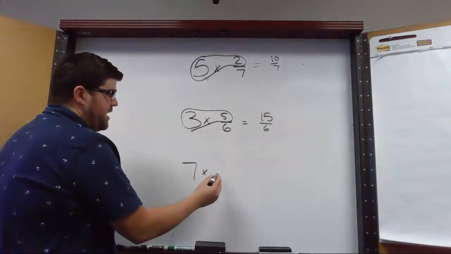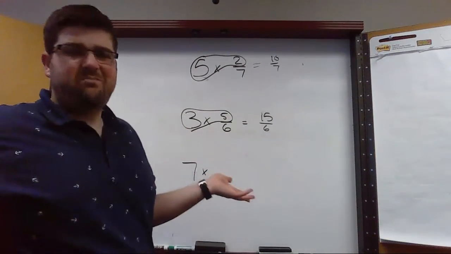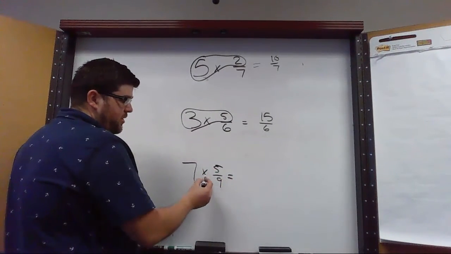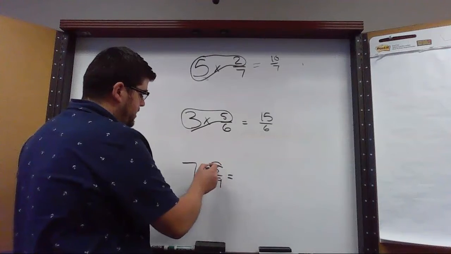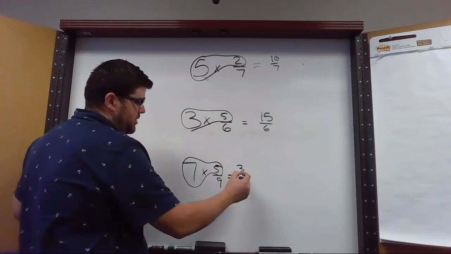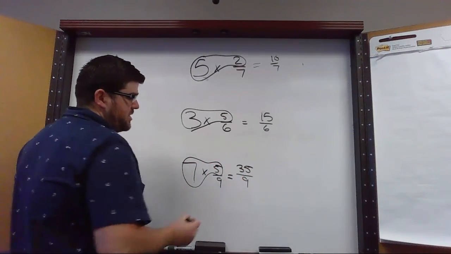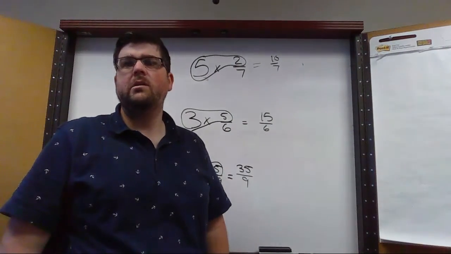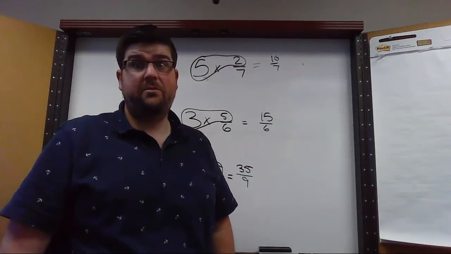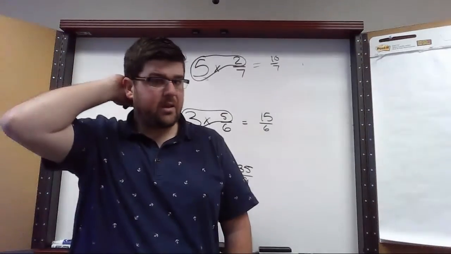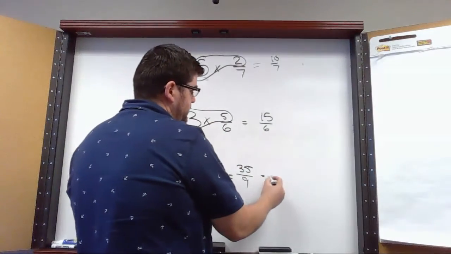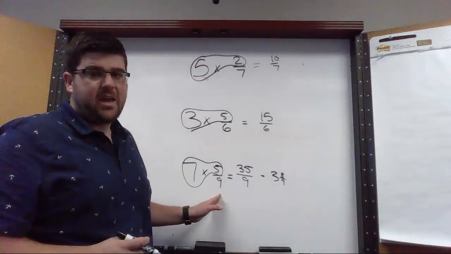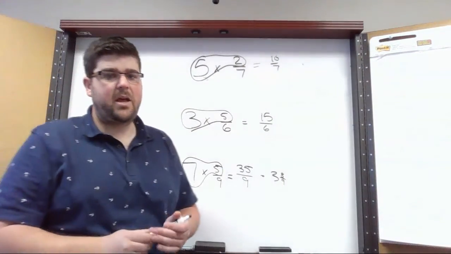Let's try 7 times, what's a good fraction? I think 5/9 is a good fraction. We'll do a little bit bigger one. So 7 groups of 5/9. I'm going to take 7 times 5, which equals 35. And then my denominator stays 9ths. And I could regroup that into, what would that be? 9 goes into 35 3 times, so 3 and 8/9. And this works because I'm basically adding 5/9 together 7 times. So you just take the whole number, multiply it times the numerator.